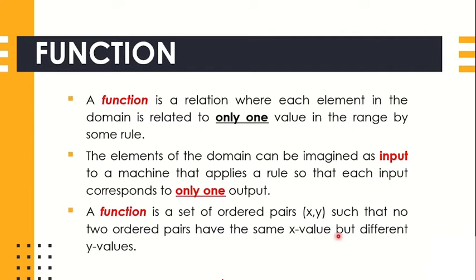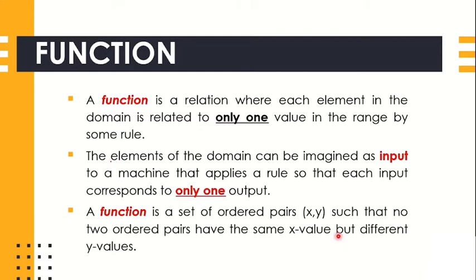Let's proceed to function. That was a relation. Now function is very easy once understood. A function is a relation where each element in the domain is related to only one value in the range by some rule. So the domain must be unique. The x should not repeat.